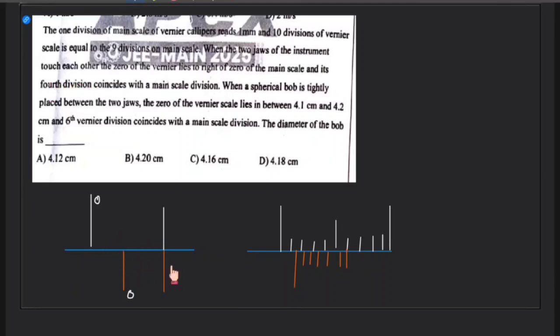This is the fourth division, therefore you can find out this error. What is the error here? So error is positive error, negative error, positive error. Why positive error? Because of right side. So error is equal to 4 into LC. Error is 4 into LC.